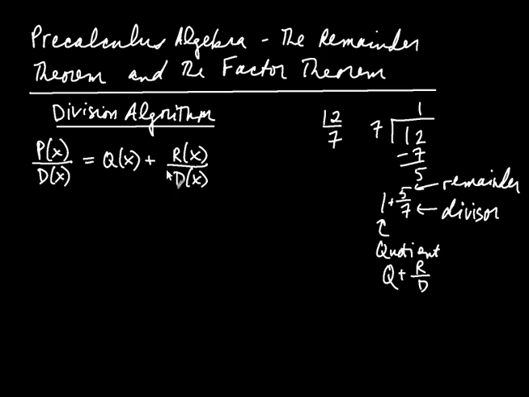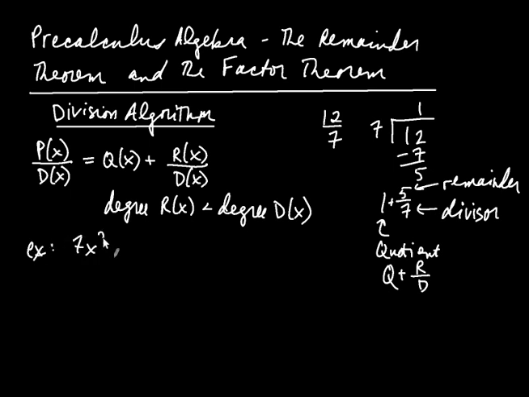Now note that here, just like in this example over here, the remainder 5 is less than the divisor. And the same thing is true with polynomials, except that it has to do with degree. The degree of the remainder is less than the degree of the divisor. Let's write that down. So the degree of r of x, the remainder, is less than the degree of the divisor polynomial.